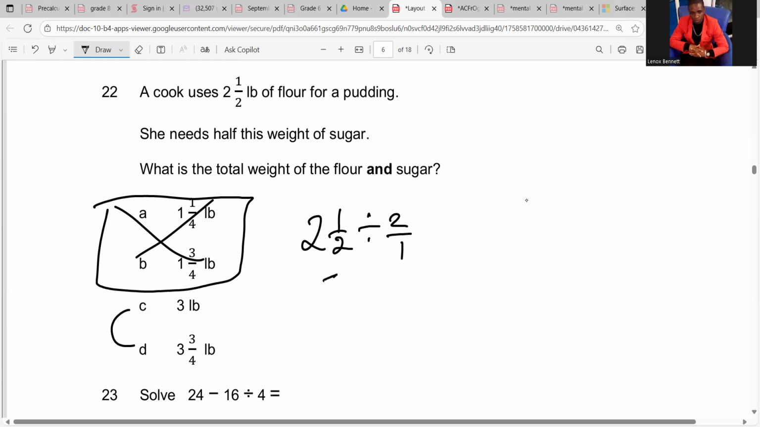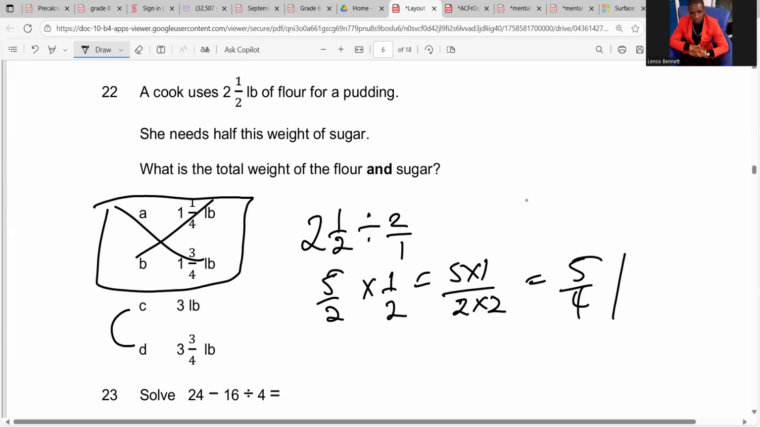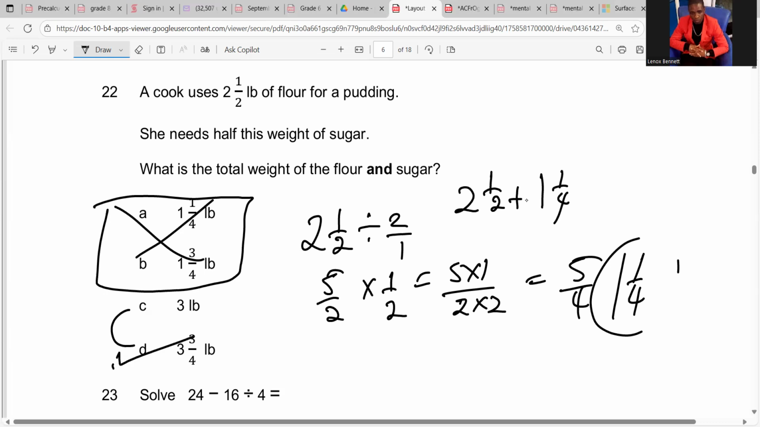2 twos are 4, and that's 5 over 2 times 1 over 2. 5 ones are 5. I think that's why some persons are a bit confused. 5 over 4, so it's 1.25. So if you have 1.25, you add 2.5 to it. So easy, it becomes 3 3/4.